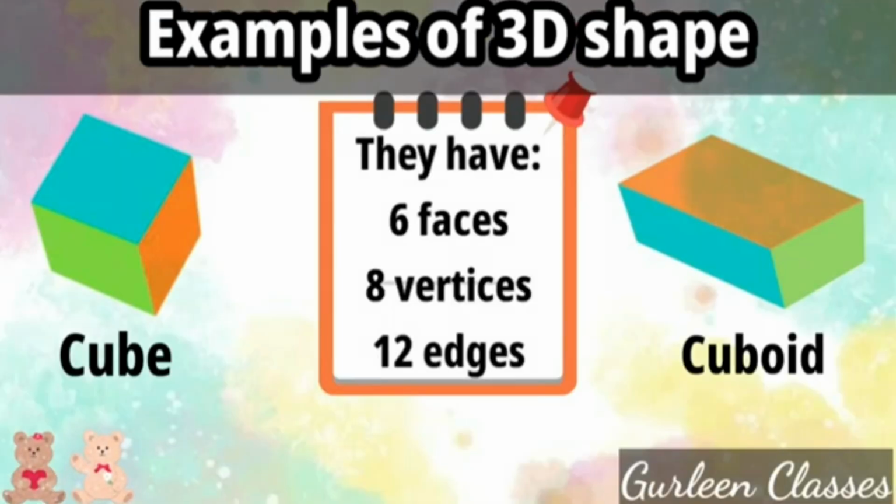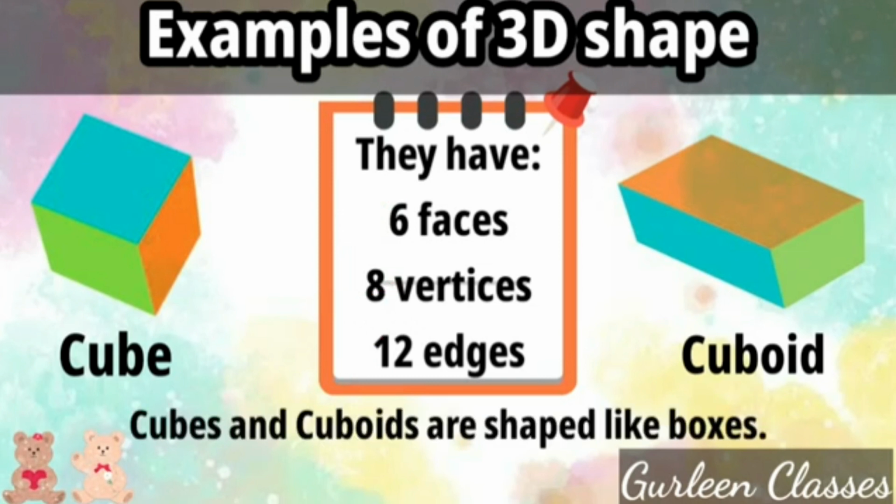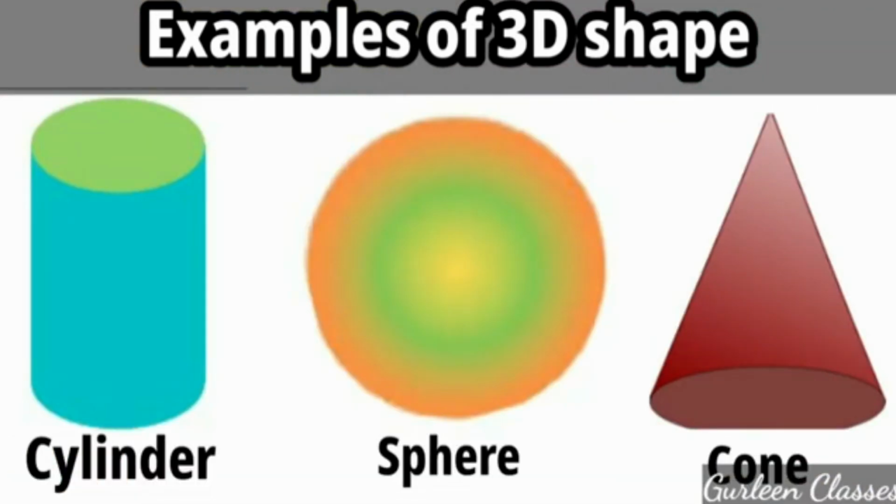Now examples of 3D shapes: cube and cuboid. They are 3-dimensional shapes which consist of 6 faces, 8 vertices, 12 edges. Cubes and cuboids are shaped like boxes. Cube has square faces and all the edges are equal in length, whereas cuboid has rectangular faces where all the edges are not equal in length. So here cylinder, sphere and cone are also examples of 3D shapes.